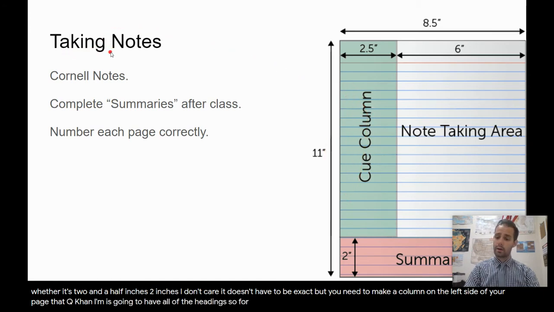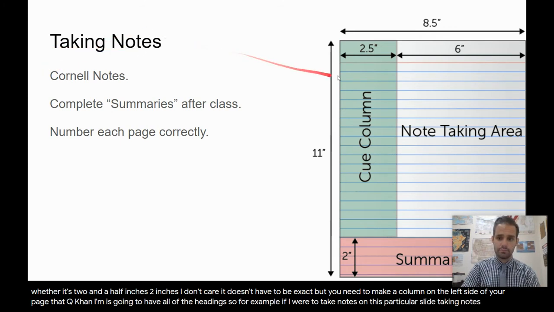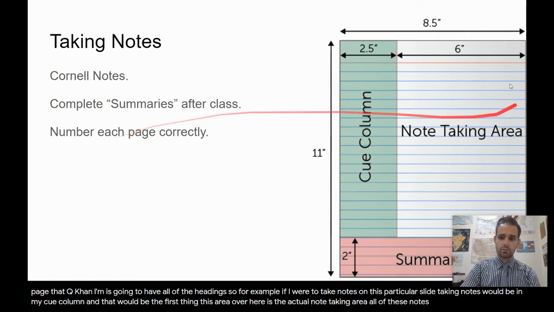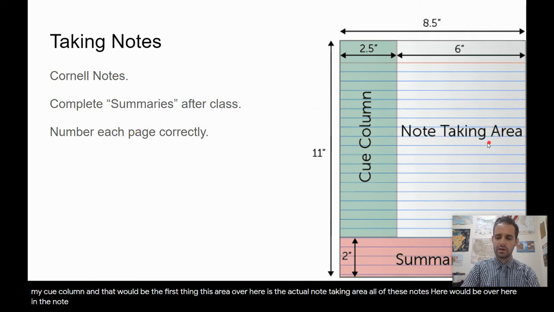So for example, if I were to take notes on this particular slide, taking notes would be in my Q column, and that would be the first thing. This area over here is the actual note-taking area. All of these notes here would be over here in the note-taking area, but I do want to caution you.